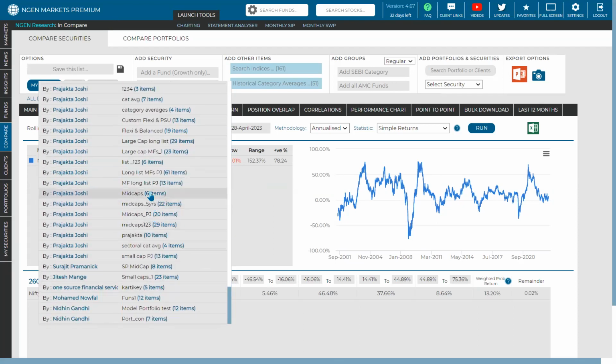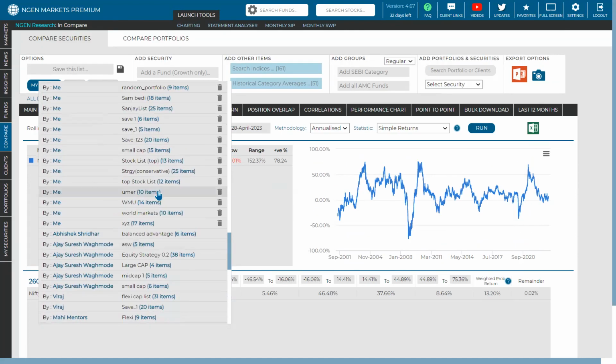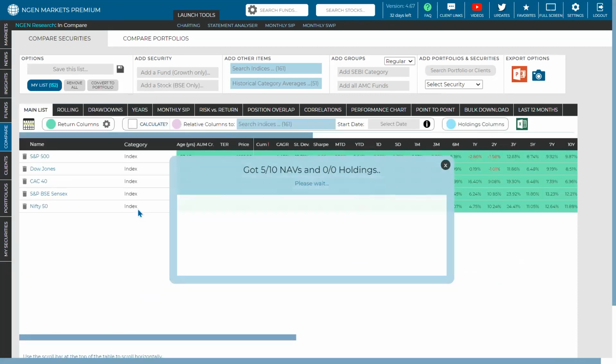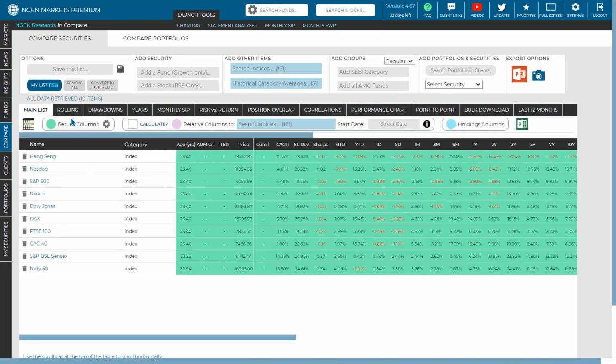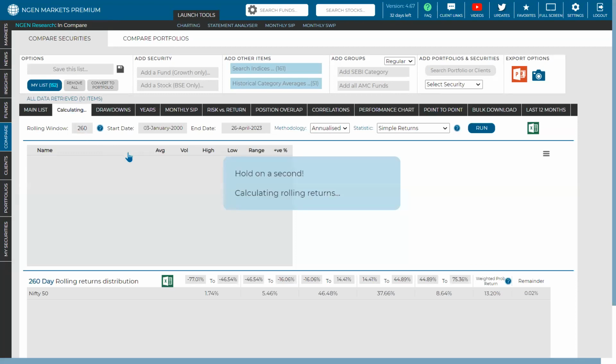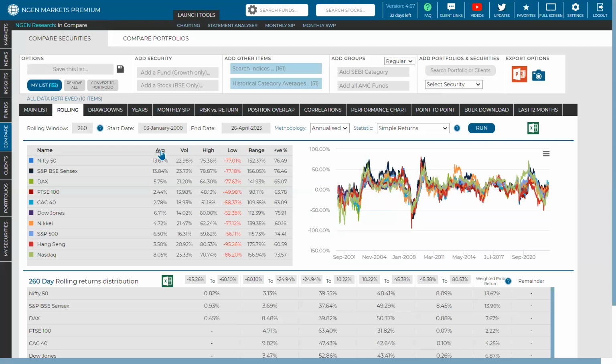If we are comparing on all indices, just a second, I'm just going to add an index. If you want to add an index from any particular set of stock or mutual fund, you can save it here in the system. And I am loading the world markets here to give you an active comparison. Once you do the rolling analysis, you'll see the average for a 260-day with a simple return statistic. And it now shows that S&P BSE Sensex actually has the best average out of all the indices in the world right now, right?